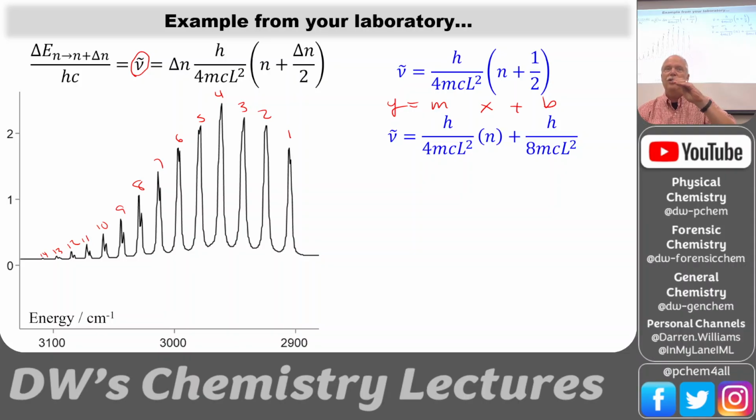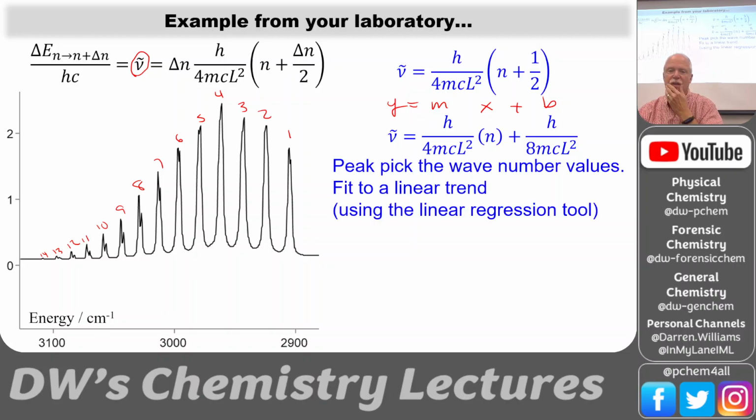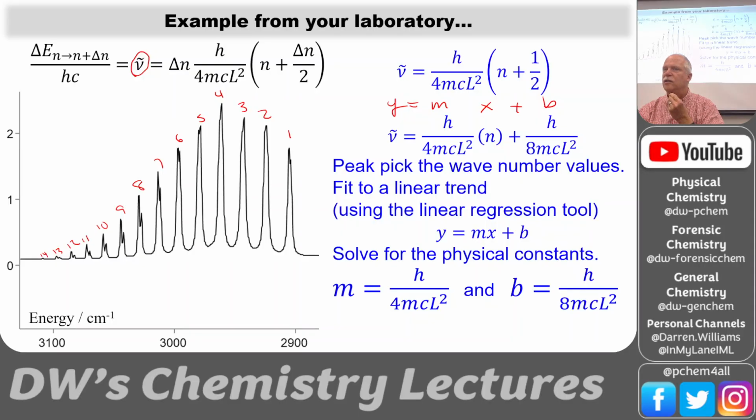And so if we do a trend line, or even better, a linear regression of this data, then we would get the slope and the intercept values. So we could fit to a linear trend using the linear regression tool, and we would solve for those physical constants. So the slope that comes out of that regression would be equal to h over 4mcl squared. If we knew the mass of the particle, we could solve for that L, and that would be related to the size of the system.